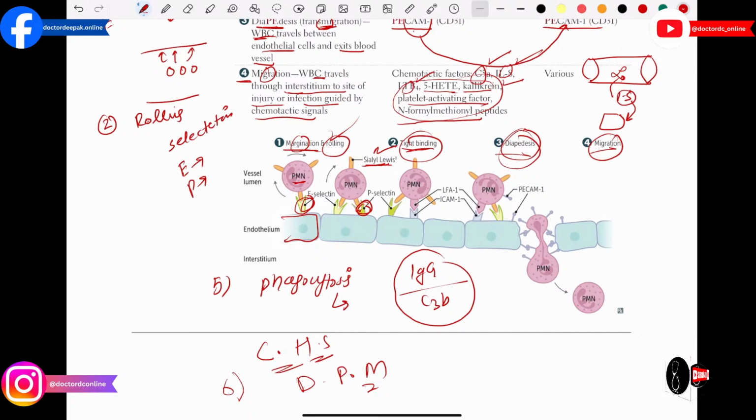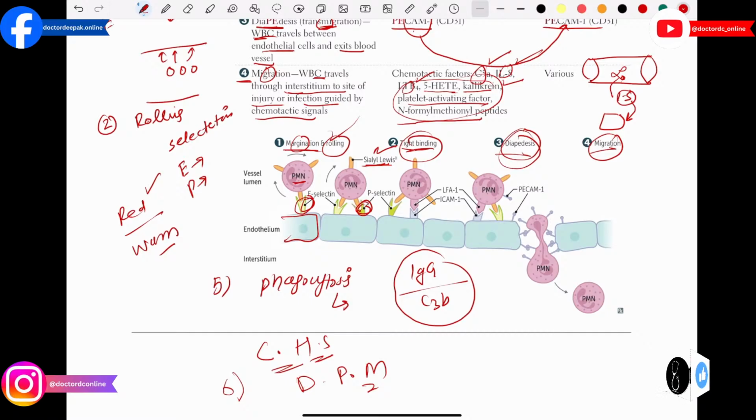Then I also want to highlight the important cardinal signs of inflammation which we already discussed. They can ask you a question: during inflammation we see the area is red and the area is warm. So what are the mediators that are going to produce the redness, which is also called rubor, and the warmth, which is called calor?